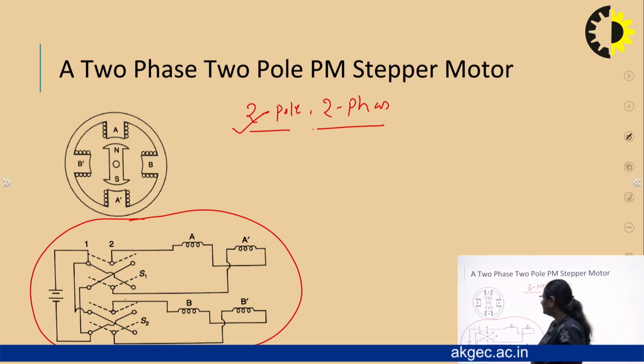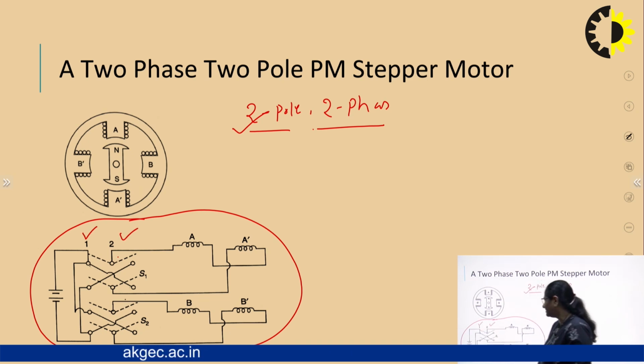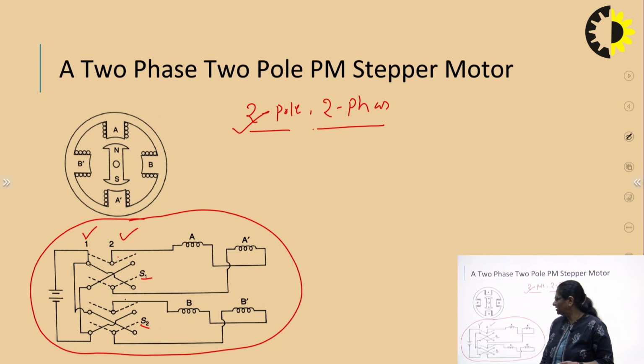As you can see, it utilizes double throw switches. Switch position 1 and 2 may be selected for the switches S1 and S2, and depending upon the position of the switch, whether it is in position 1 or position 2, it will decide the direction of current in the two phases. So switch S1 can be operated either in position 1 or in position 2. Likewise, switch S2 can be operated either in position 1 or in position 2.